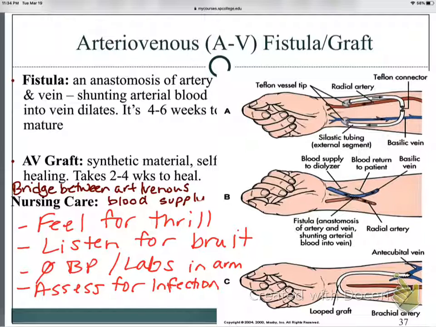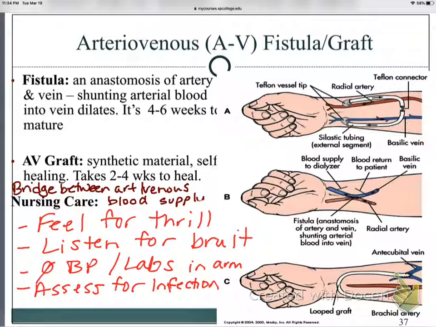Do they clean the veins out in order to make the graft? Because if they have bad veins, how can they make a graft? They may use some other device, but that's why they use the artificial device instead. Are they assessed the same way, the bruit and the thrill? Yes, they are. Good question. They do heal quicker, but they're artificial.